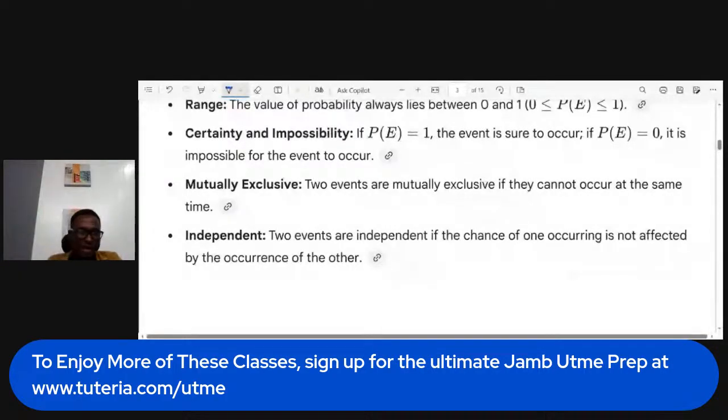But if I toss it, or I have two coins, for instance, and I toss it once, you know that the probability of obtaining both heads is very possible. I can obtain head here and obtain head in the second coin. That's what we call independent events. But mutually exclusive events is saying two events are mutually exclusive if they cannot occur at the same time. So please have this at the back of your mind. Two events are mutually exclusive if they cannot occur at the same time. All right.